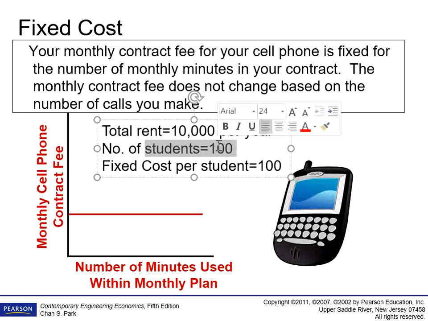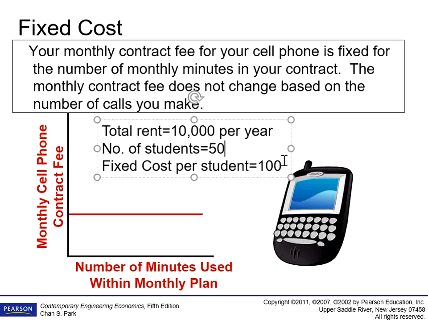What if I have 50 students as an example, or 50 units? What is the fixed cost per unit? Will it increase or decrease? Of course it will increase. The fixed cost per unit increases for one student. You can calculate it here. How much will it be? It will be 200.